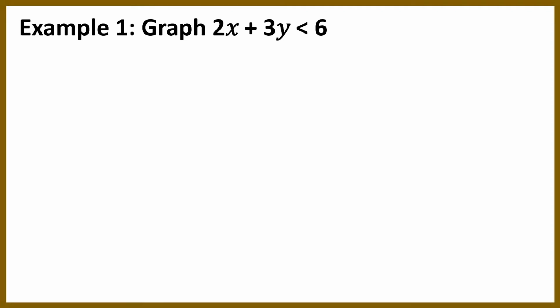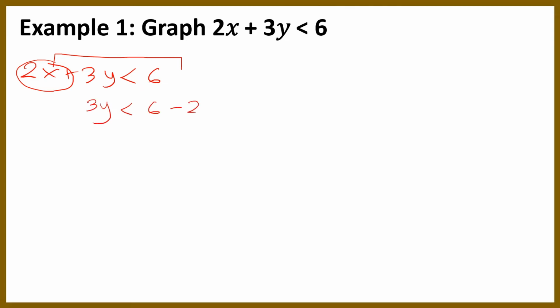Let's have example number 1. Graph 2x + 3y ≤ 6. So para mag-graph natin itong inequalities natin, kailangan i-transform muna natin yung inequality statement into slope-intercept form. So paano natin yon gagawin? So let's have 2x + 3y ≤ 6. Kailangan natin makuha yung value ng y. So ang gagawin natin, transpose muna natin si positive 2x sa right side ng inequality. So, bali magiging 3y ≤ 6 − 2x.